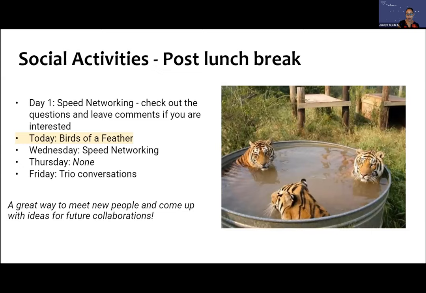The other thing that we have throughout our event is our social activities. Yesterday we did a bit of speed networking and we posted a couple of questions on KiStorm. Today we will be doing something called Birds of a Feather. That's an opportunity to group like disciplines, so we'll have biologists together, computational scientists, and also provide you with prompts to explore discussions and conversations a bit further. Again, it's also an opportunity to meet potential collaborators. On Wednesday, we'll do some speed networking. On Thursday, we won't have any speed networking or social activities within the time, but just remember that we have the Wonder Room after. And then we also have trio conversations on Friday.